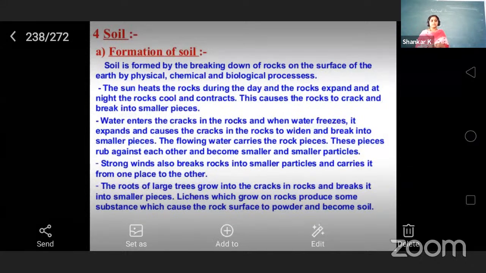Then we were discussing soil in the last class, right? We know that soil is very important for growing plants. In the field, the farmers need soil to grow plants. Here we already discussed how soil is formed, by the breaking down of a big rock. It takes many years for rock to form soil.